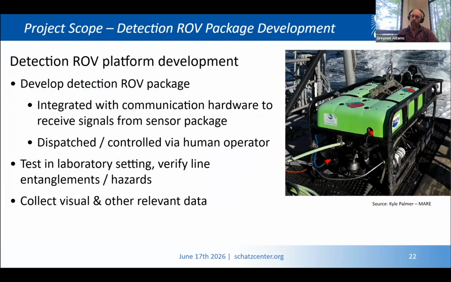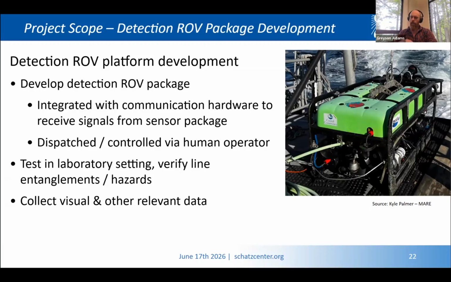I'll just talk briefly about the ROV. So again, we can't test this in natural waters, but we can test this in a tank. And this will be dispatched and controlled by a human operator. The goal here is to have the system function more or less autonomously, but the plan was always to have a human in the loop operator. And the reason for that is the launching and controlling of an ROV is a very technical and involved process. And so the goal here is not necessarily to have an autonomous inspection robot.